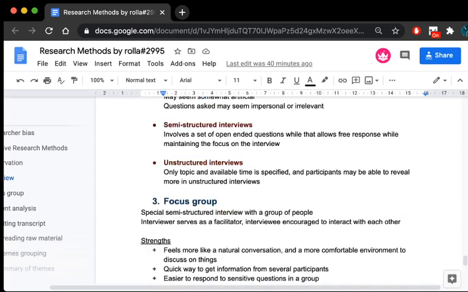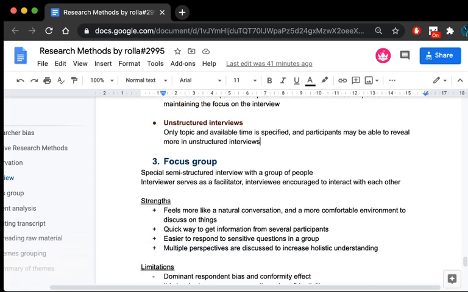Then we also have unstructured interviews. This is where they only have one topic and time, and participants are allowed to talk more, because as long as you talk about this topic, you can talk about whatever you want.